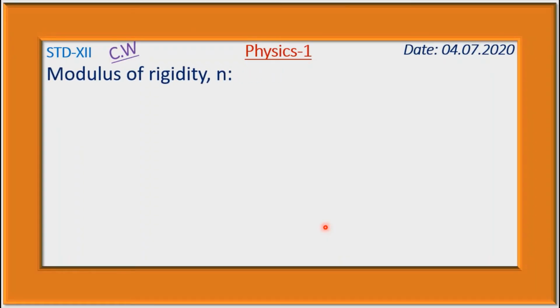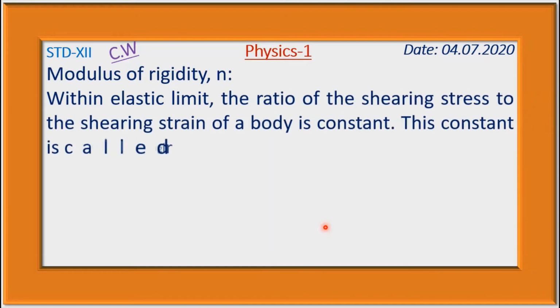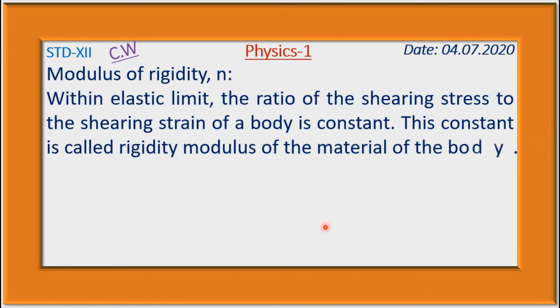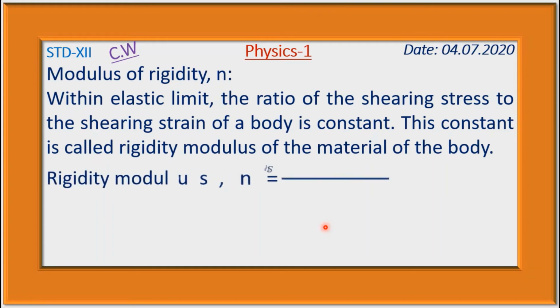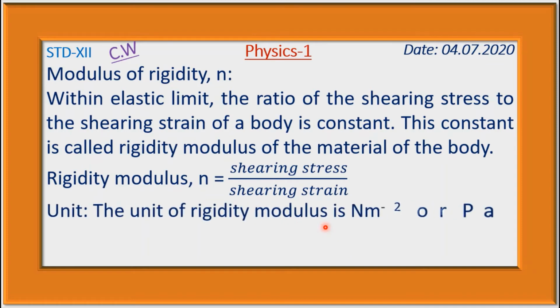Now modulus of rigidity N. Within elastic limit, the ratio of the shearing stress to the shearing strain of a body is constant. This constant is called the rigidity modulus of the material of the body. And rigidity modulus N is equal to shearing stress divided by shearing strain, and its unit is also Newton per meter square or Pascal.